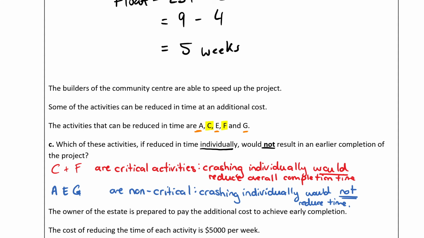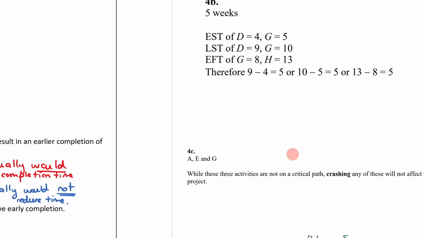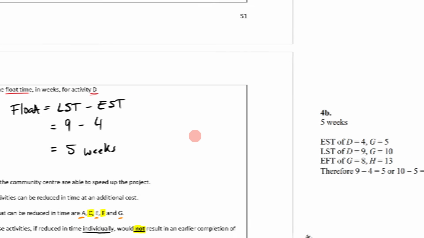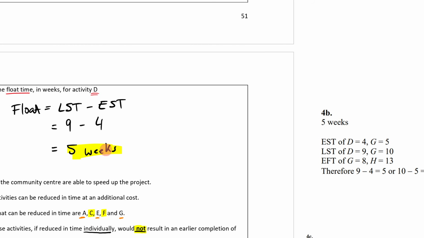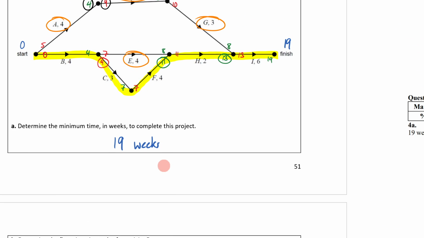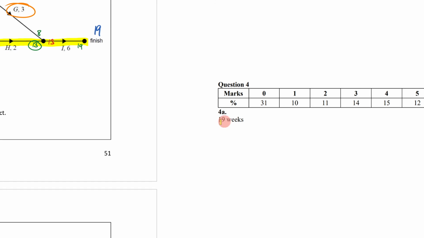So that means my answer here is A, E, and G, because we want things that will not have a result. If we now look at our examiner's report, as you can see here, A and G are the answer. While these activities are not on the critical path, crashing any of these will not affect the completion time of the project. If we just come back and look at all our answers here, 5 weeks was my float time, and then 19 weeks there as well.